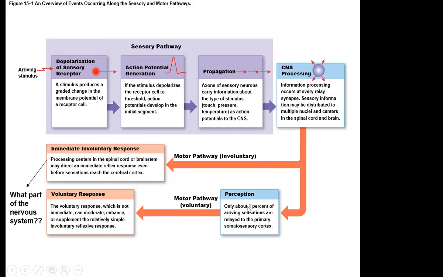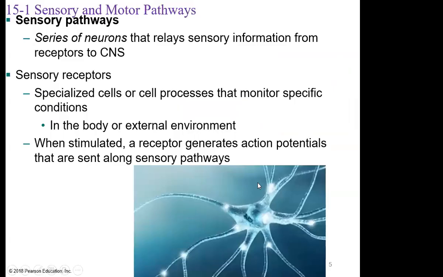As you can see here, about 1%, circle that, 1% of arriving sensations are going to be relayed to the primary somatosensory cortex, which means only 1% of that sensory information actually reaches your conscious awareness. 99% of things are not going to actually reach your conscious awareness. So it's quite a bit of sensory stimulation that your nervous system will help to keep quiet to not overwhelm you. So this is what we'll be walking through and we'll be talking about in greater detail.